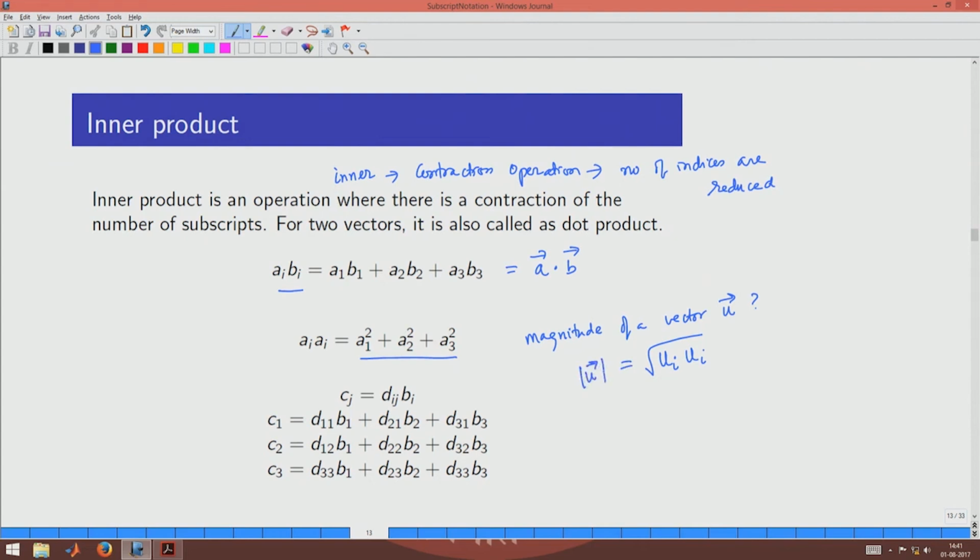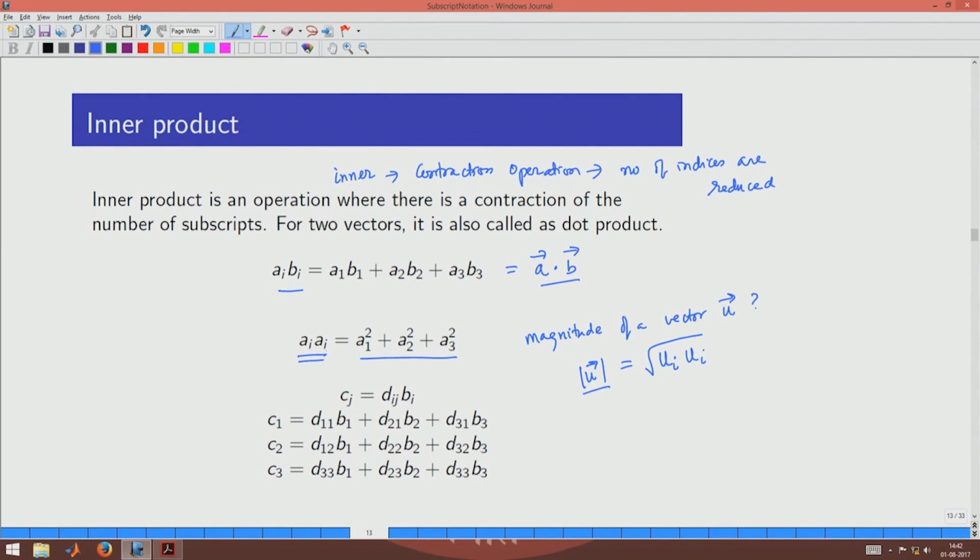You could see it because ui and ui coming together would mean that it is basically a quantity like this, a dot product of a vector with itself, and that would then give you a square of magnitude. So, taking the square root, you get the magnitude of the vector u. So, familiar quantities like a dot product, a magnitude can be expressed using the subscript notation in the following manner.